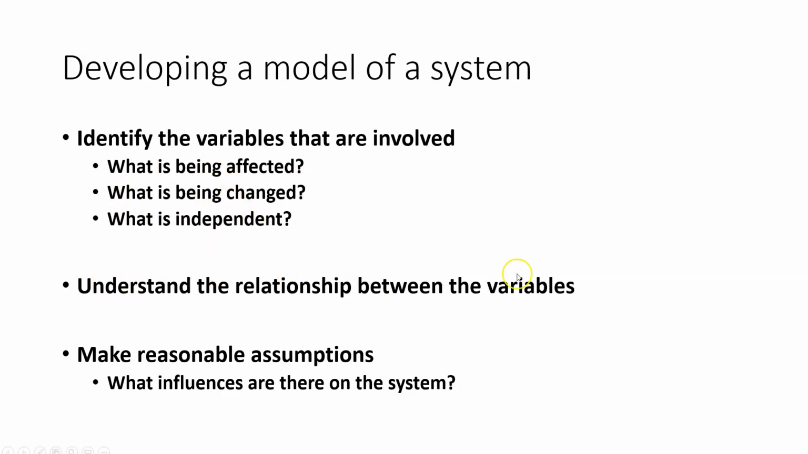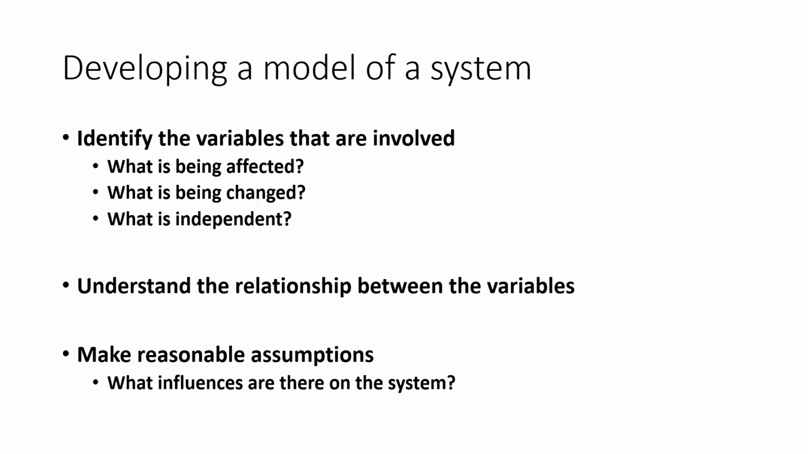We want to understand the relationship between the variables, and we want to make reasonable assumptions. What influences are there on the system? We don't really have to worry about that with this problem, but we do these first two steps. We want to understand the relationship between the variables, and identify what's being affected, what's being changed, and what's totally independent of everything else.